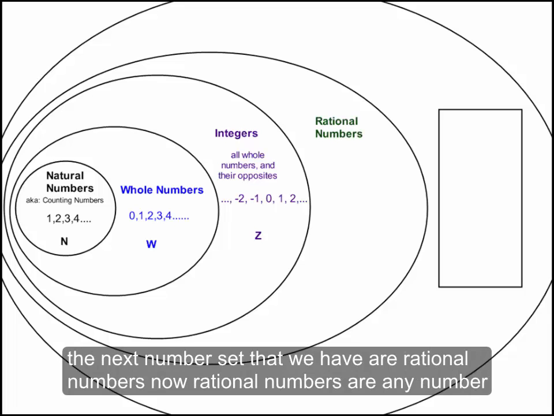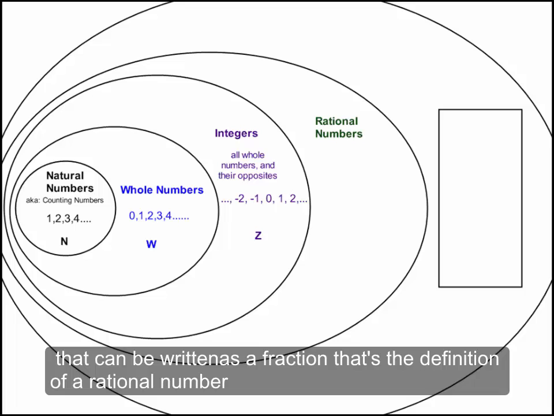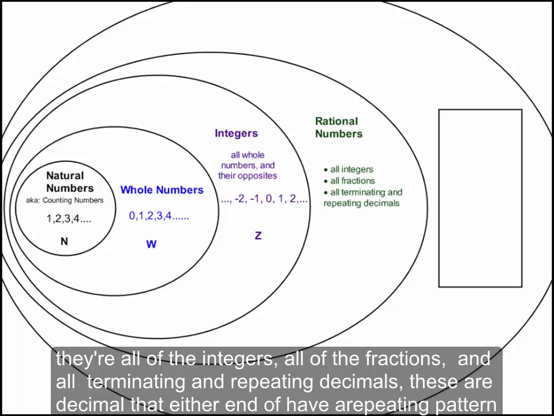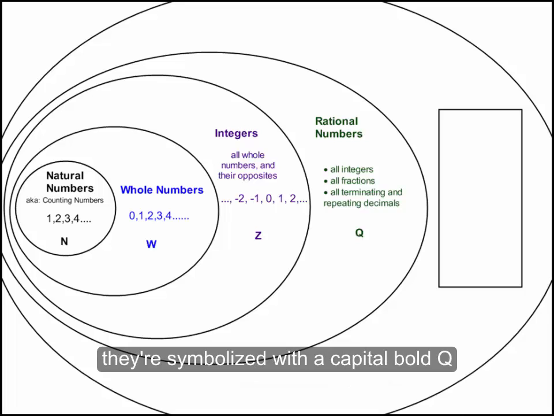The next number set that we have are rational numbers. Now, rational numbers are any number that can be written as a fraction. That's the definition of a rational number. They're all of the integers, all of the fractions, and all terminating and repeating decimals. These are decimals that either end or have a repeating pattern. They're symbolized with a capital bold Q.